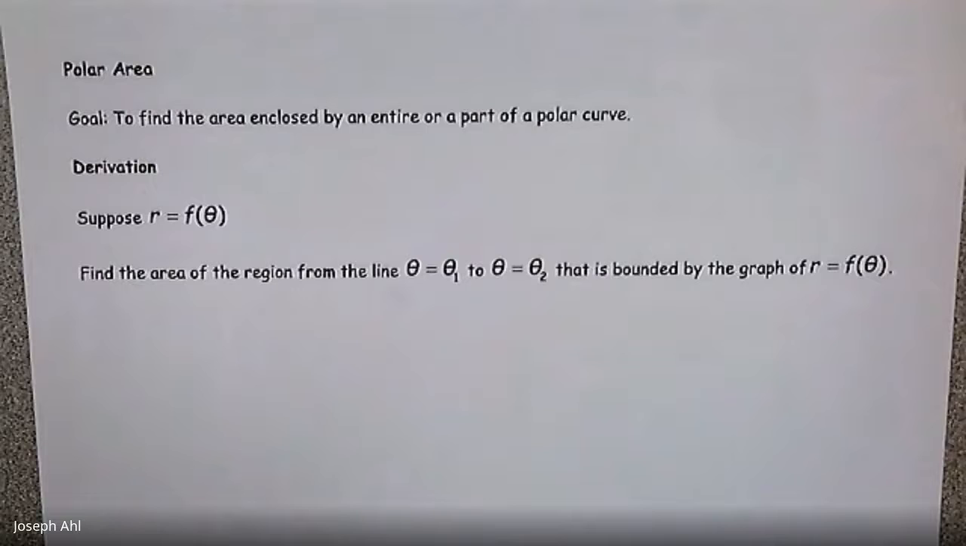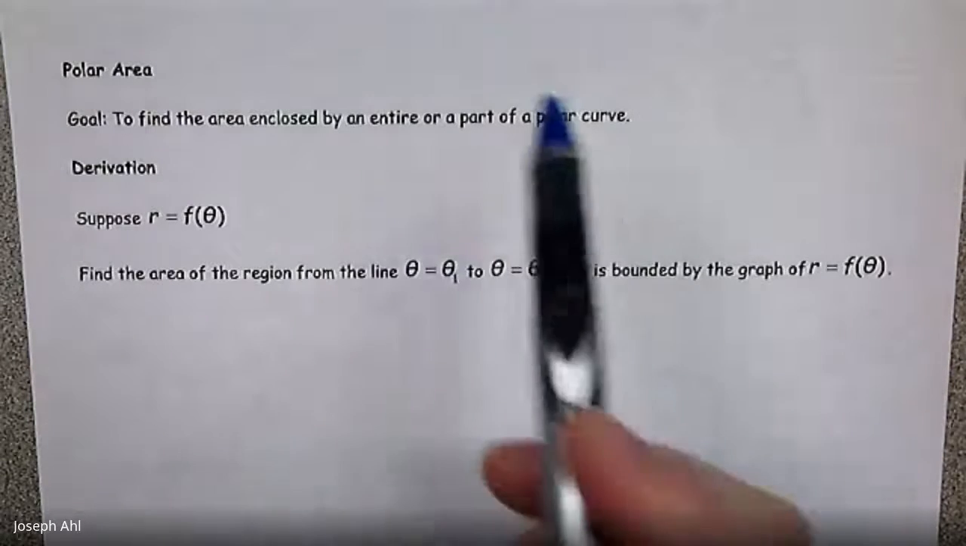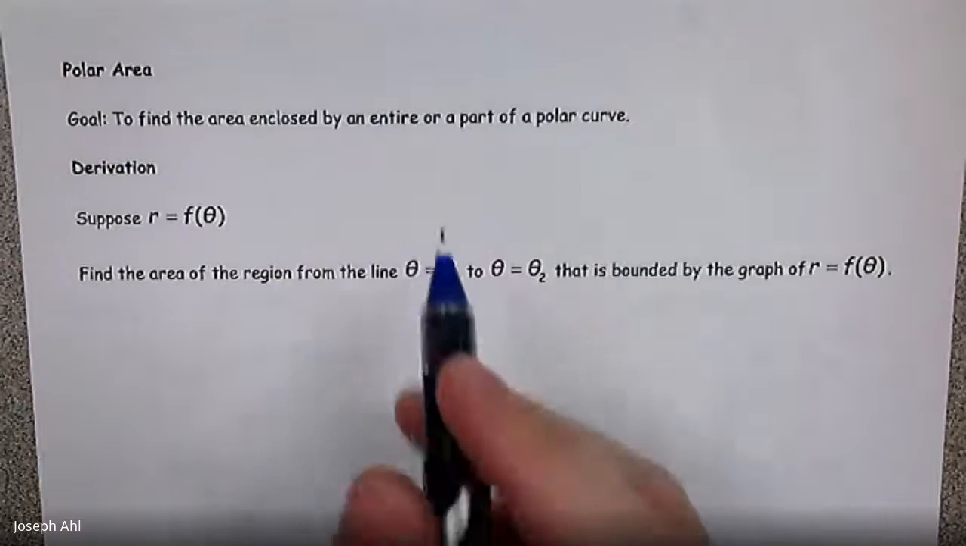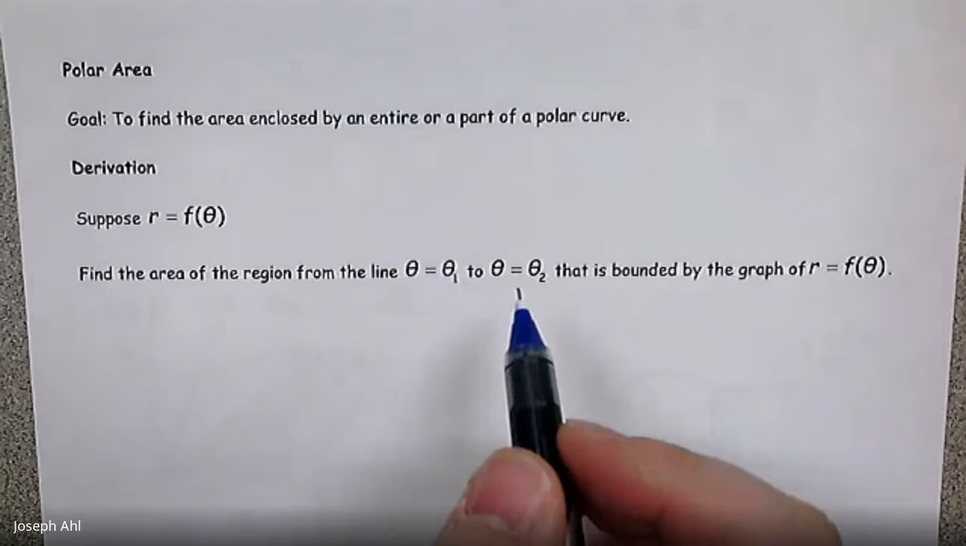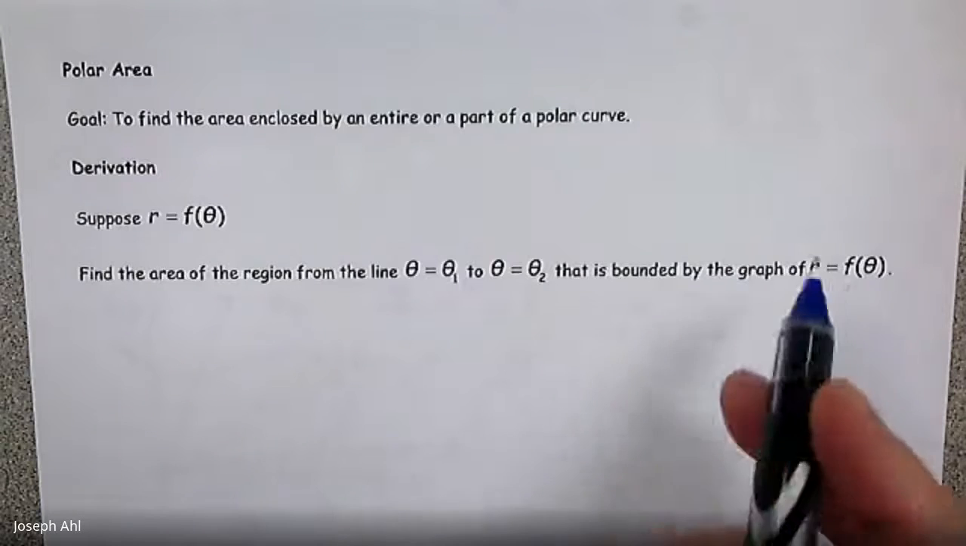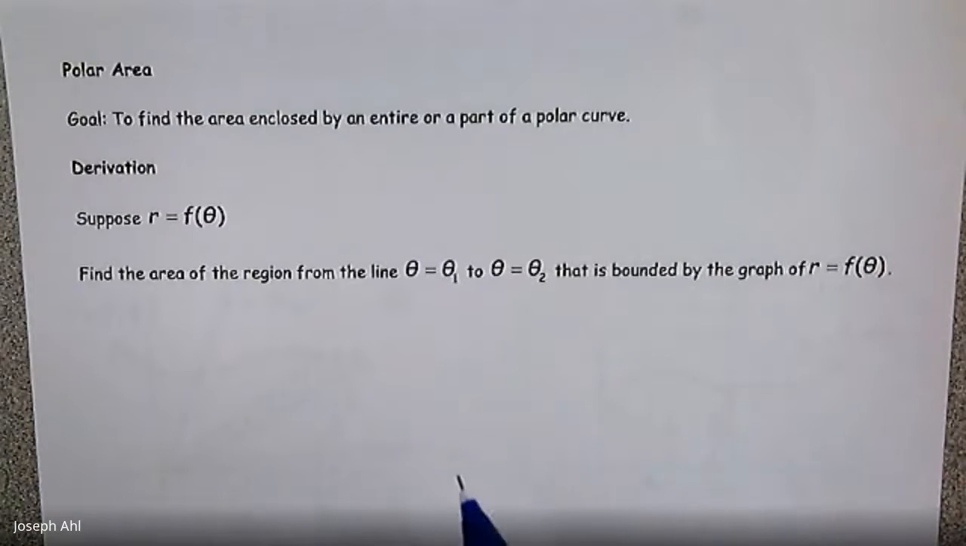So today's goal is to find the area of an enclosed part or an entire part of a polar curve. If we're doing just a certain section of it, what we're looking to do is find the area that's bound by two different angles, theta 1 and theta 2. And we're going to do this for some polar graph r equals f of theta.